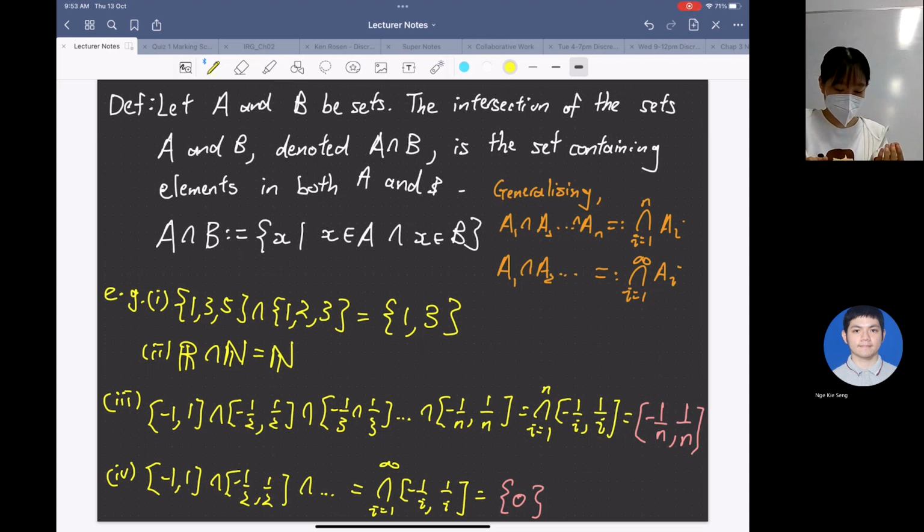Because if you pick one, then I can pick 1 over i plus 1 to get smaller. So I keep going smaller, keep going smaller, keep going smaller. Such a number doesn't exist. Yeah, doesn't exist such a closed interval, because I can keep going smaller, just plus 1, plus 1. Okay.